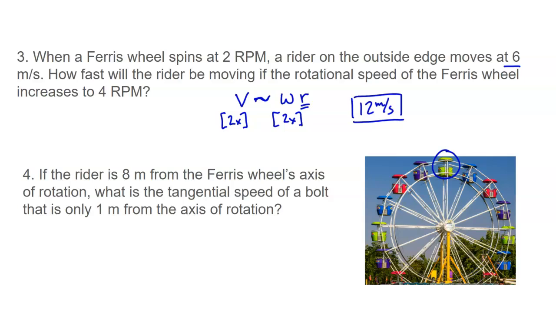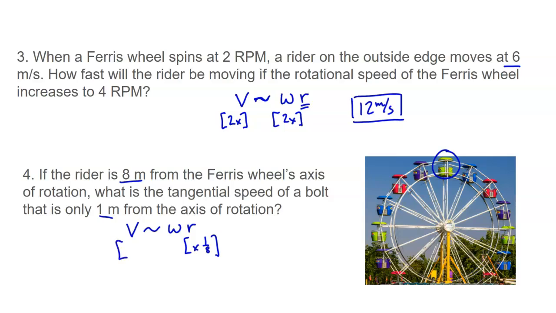Question number 4. If the rider is 8 meters from the Ferris wheel's axis of rotation, what is the tangential speed of a bolt that is only 1 meter from the axis of rotation? So once again, we can use proportional reasoning. We know that linear speed is proportional to the rotational speed times the radius. And since this has the same rotational speed, but the radius has changed, I went from 8 to 1, so now it's 1/8 of what it was before.